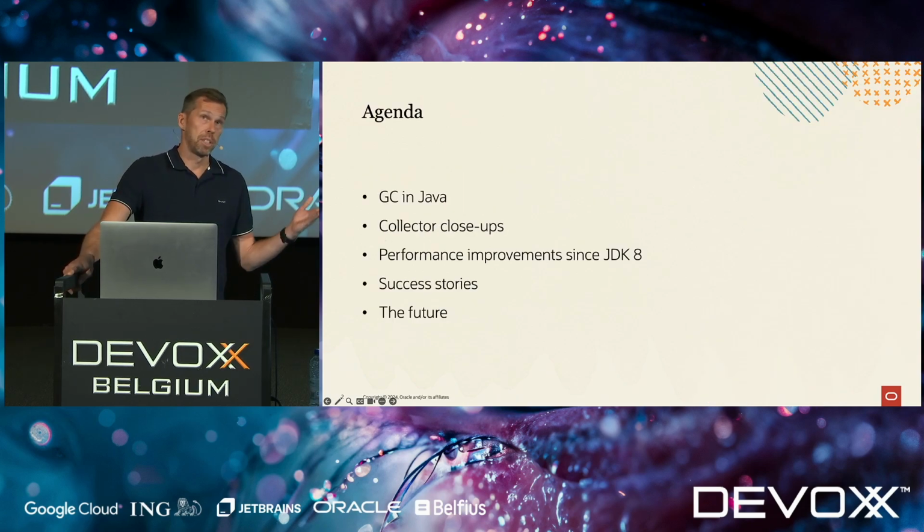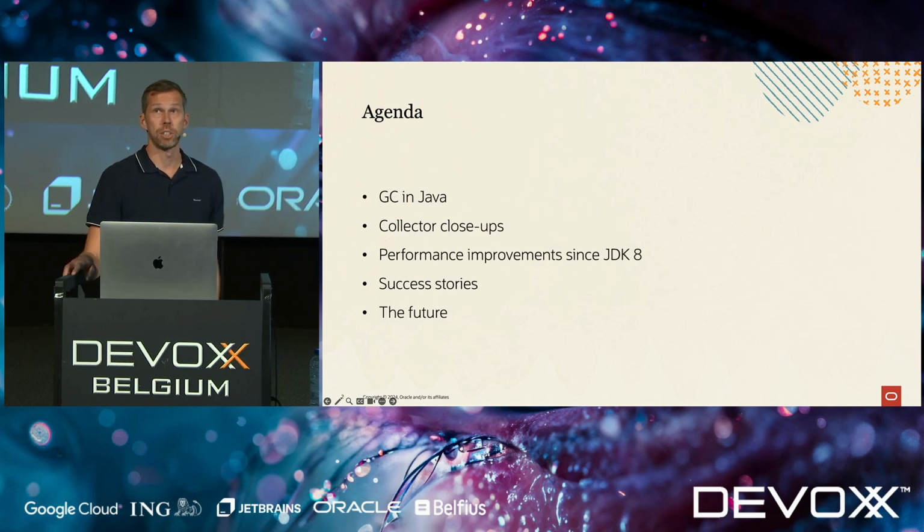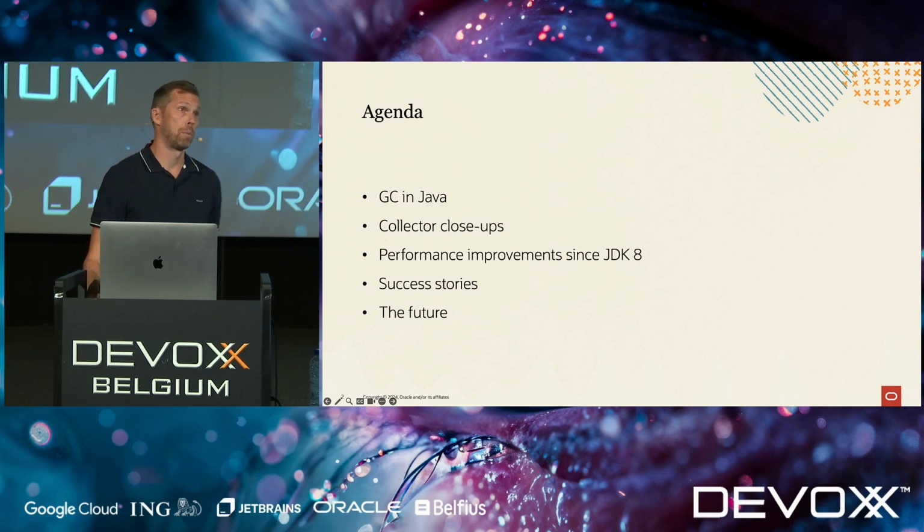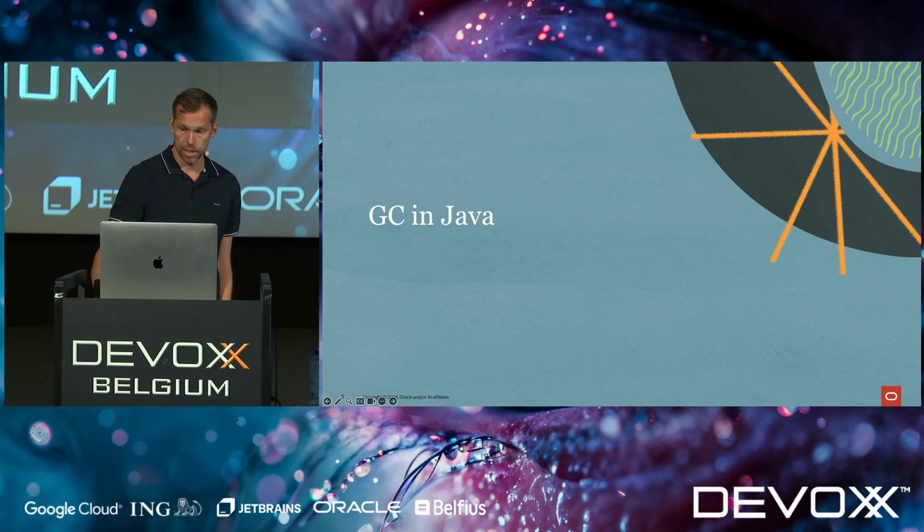The presentation is divided basically into two parts to cover those two goals. First, we'll look at GC in Java and take a closer look at the different collectors. Then we'll look at some performance numbers and a few success stories from the real world. And hopefully we have time for some words about the future in the end and some questions. But let's get into it.